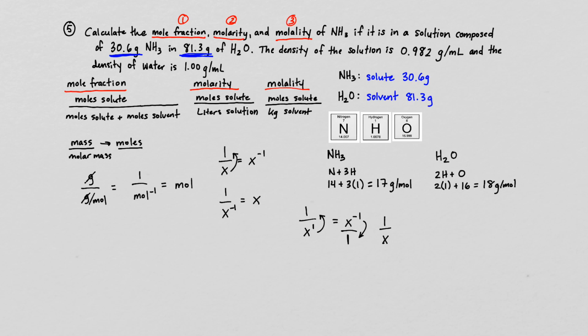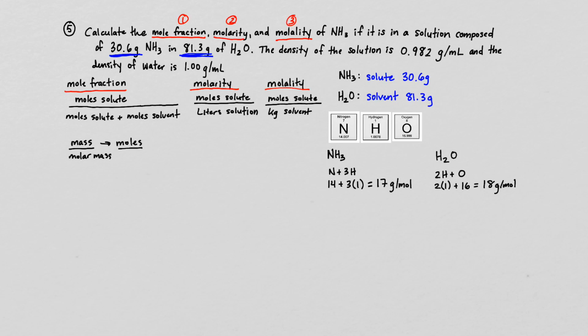Anyway, the only thing you really need to know here is that if I want moles, and I am given mass, you divide the mass by the molar mass. So for NH3, we have 30.6 grams, and I divide that by ammonia's molar mass, which is 17 grams per mole. That is equal to 1.8 moles of NH3.